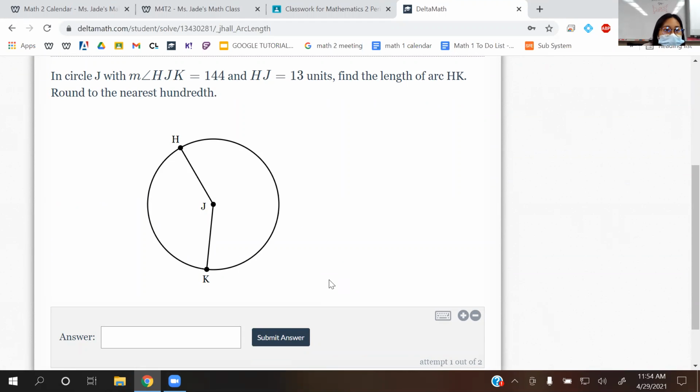So in circle J, with measure of angle HJK being 144, and HJ being 13 units, find the length of arc HK. So we're finding the length of this arc.